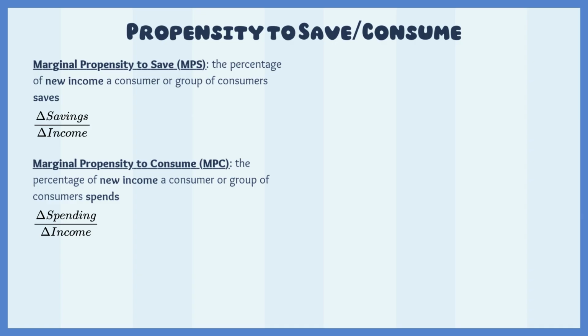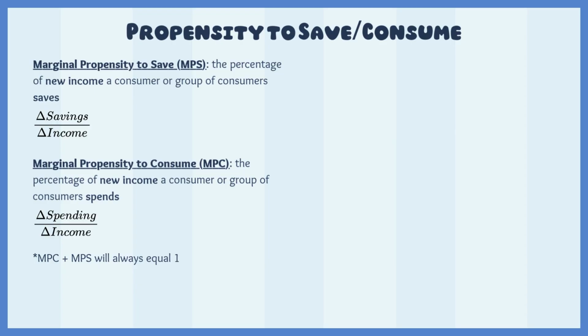If you recall, marginal means change in the total, so the marginal propensities focus on the change in income versus the change in spending and saving, rather than total income versus total spending and saving. Similar to the average propensity to save and consume, the marginal propensity to save plus the marginal propensity to consume will always equal 1 because saving and consuming are the only 2 things a consumer can do with their disposable income. Let's use another example.